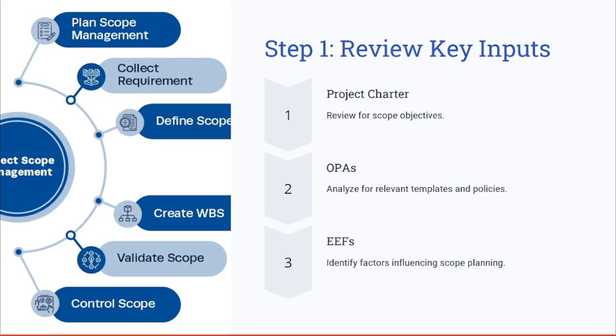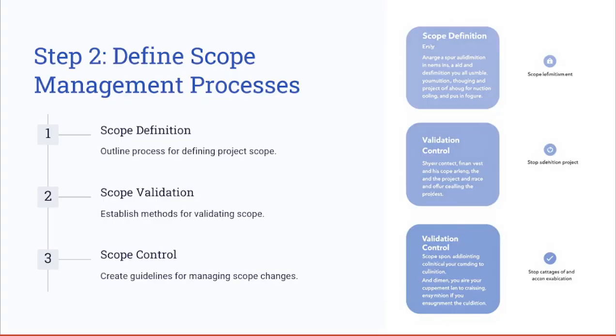This is the first step, where we find the key inputs to our process. The next step that we are going to cover is to define the scope management processes. Defining the processes for managing the scope involves outlining how the scope will be defined, validated, and controlled. Additionally, it should include clear guidelines for handling scope changes, to control the changes throughout the project lifecycle.